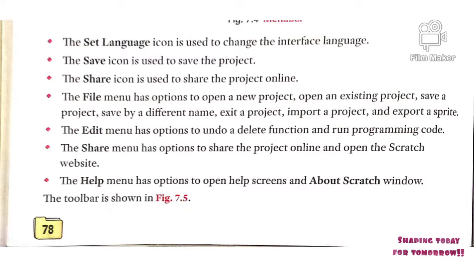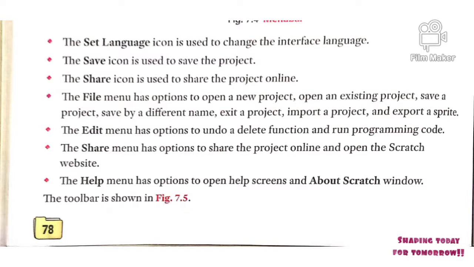Open an existing project, save a document, save by a different name, exit a project, import a project, and export a sprite. So all these functions are available in the file menu. Now the fifth point is the edit menu, which has options to undo a delete function and run programming code. So students, if you want to undo any command, you can do this with the help of the edit menu. Or if you want to run programming code, this function is also available in the edit menu.